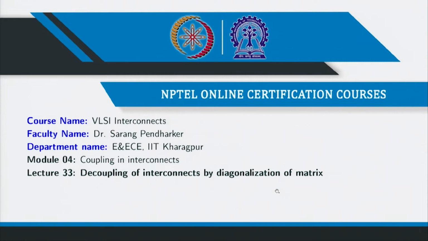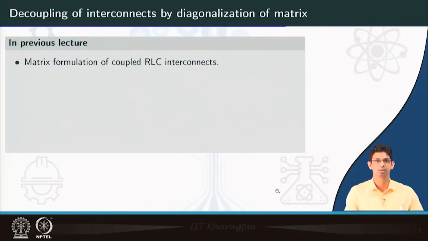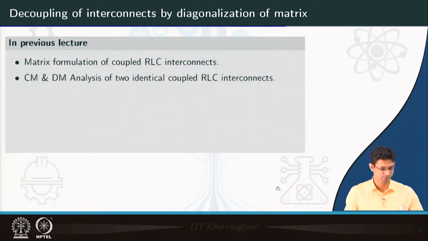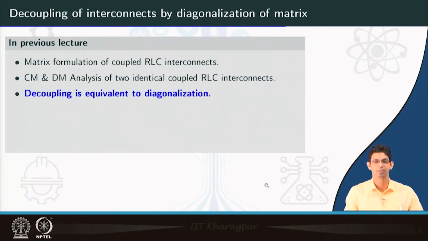Hello everyone, welcome to the 33rd lecture of VLSI Interconnects course. We are currently in the 4th module and we are discussing coupling in interconnects. In the previous lecture, we saw the matrix formulation for coupled RLC interconnects. We saw that even for inductive interconnects, if they are identical, common mode and differential mode analysis is valid.